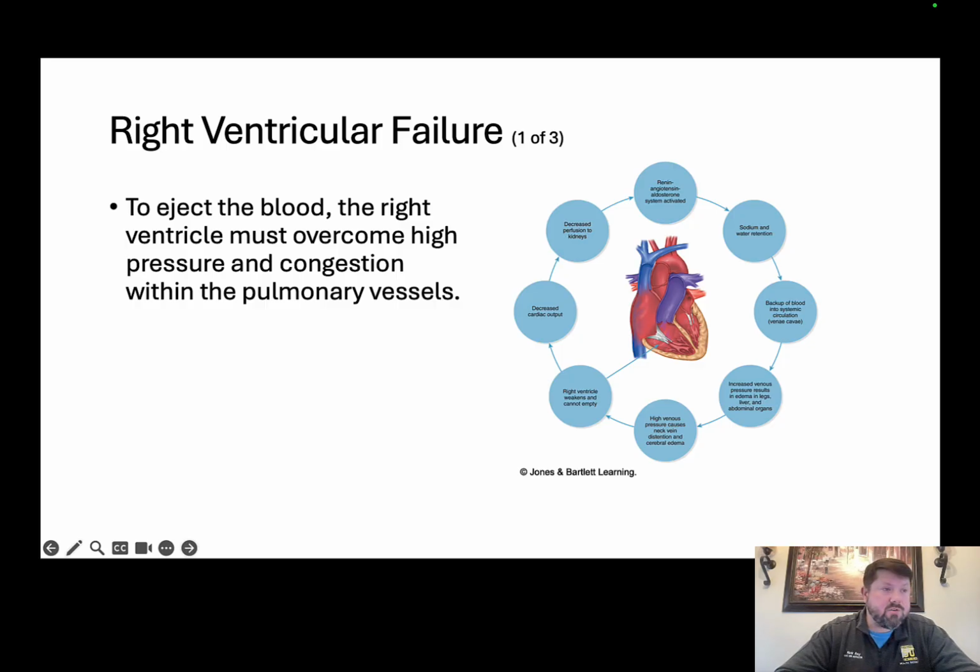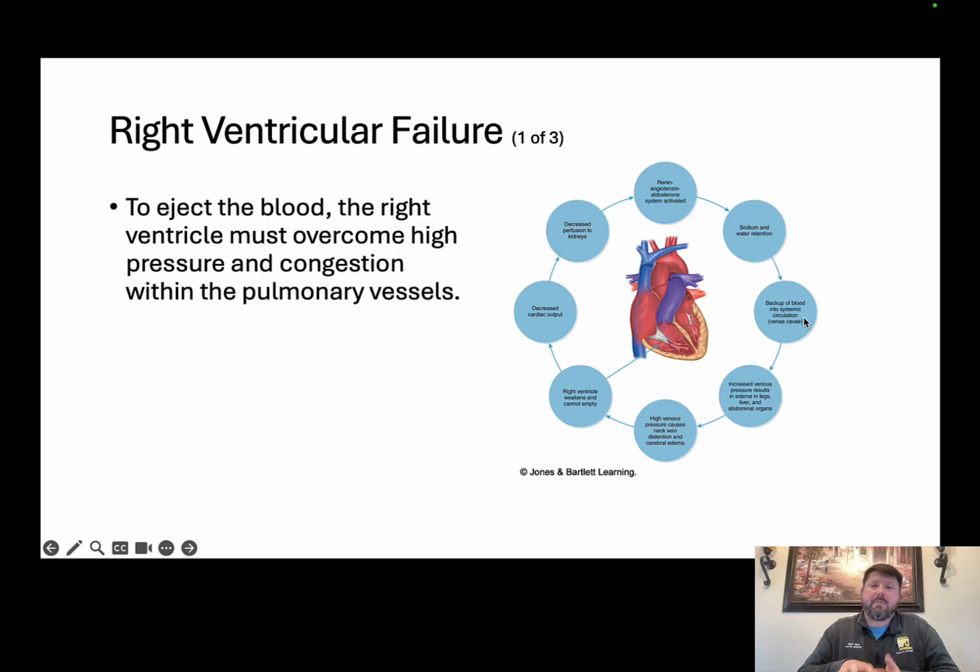So with right ventricular failure, to eject the blood within its walls, the right ventricle must overcome high pressure and congestion within the pulmonary vessels. When it cannot keep up with the increased workload, the right ventricle fails. Some of the things associated with right ventricular failure include the renin-angiotensin-aldosterone system being activated, which affects your blood pressure, sodium and water retention.